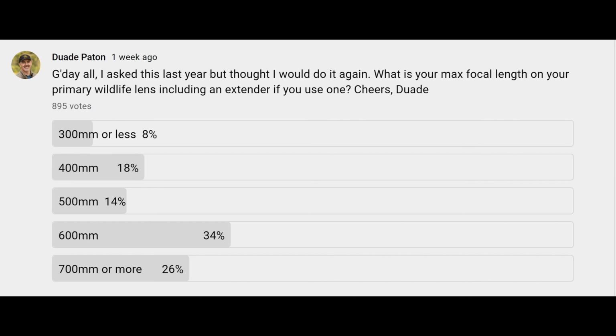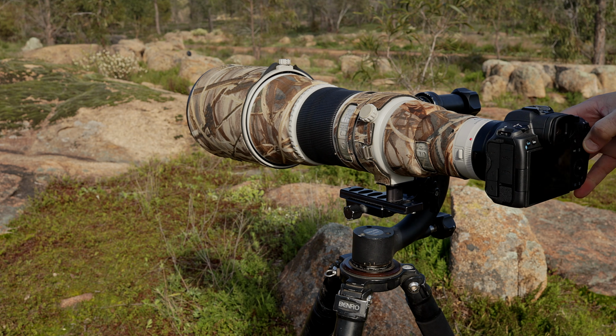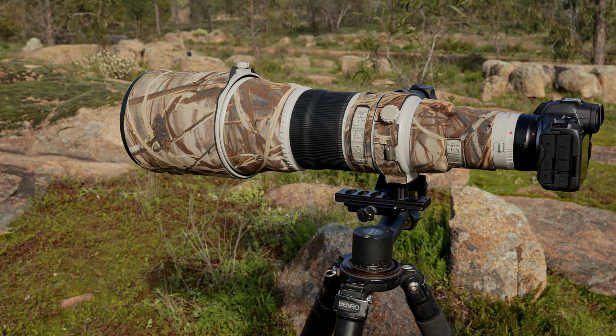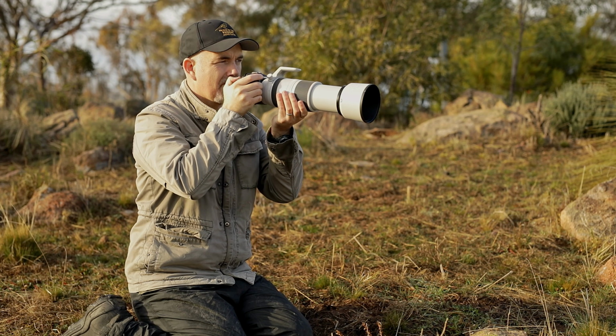So what focal length do we need? Well, it really depends on the subject that you're photographing, how close you can get, and your style. It'll vary from person to person. So I asked my beautiful subscribers what focal length they currently use. As we can see, about 60% or more of people use 600 millimeters or more. So it shows that 600 to 800 millimeters is about the average, and that's what I use. I use 700 millimeters with my prime. If I want a light lens and I'm just walking around, then I'll go for this 100 to 500.